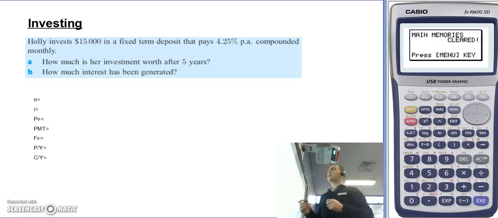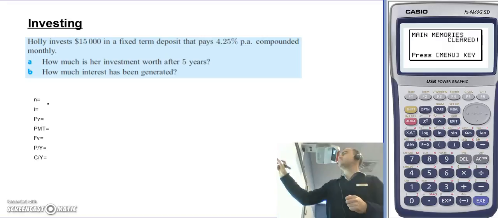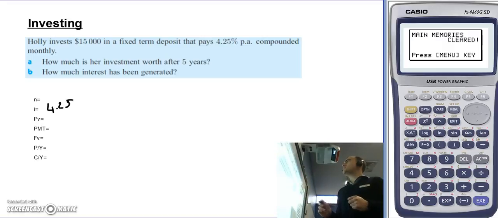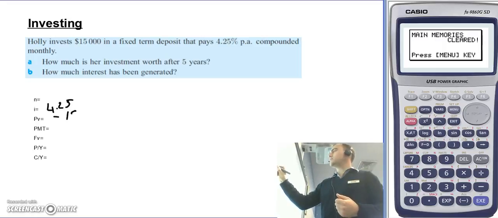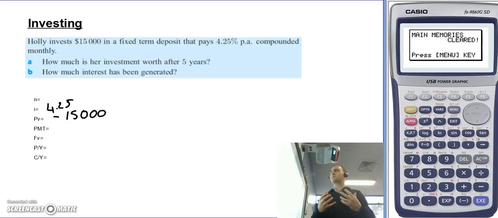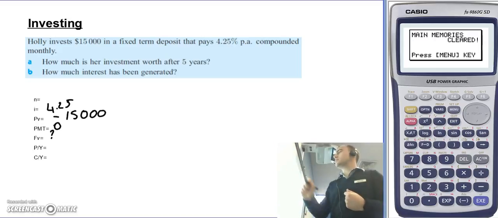So let's go and have a look at this one. So she's paying 4.25%. Present value. At the moment she has $15,000. She's going to put it into the bank. So we say that she has negative $15,000 on her. When she gets it back, we'd expect that to be a positive number. There's no payments. Future value is what we're trying to find.